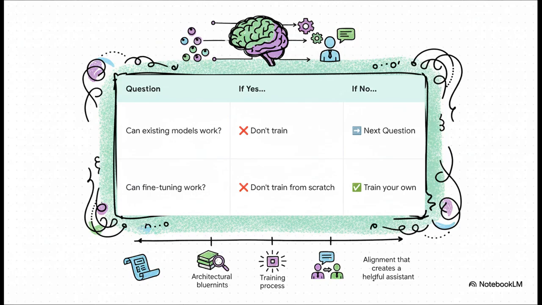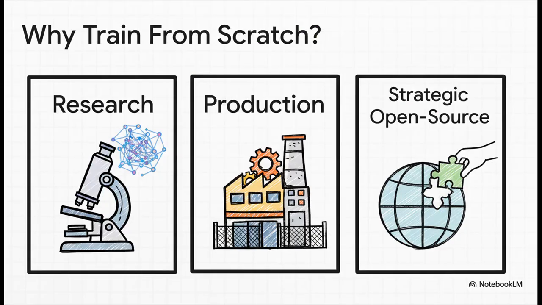Look, if there's an existing open source model that can handle what you need, maybe with some clever prompting or a little bit of fine-tuning, that is almost always the smarter, faster, and cheaper path. Training a model from scratch should be your absolute last resort. But of course, sometimes you do have to build one from the ground up.